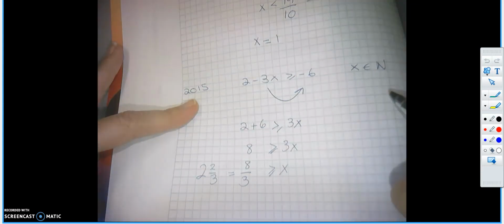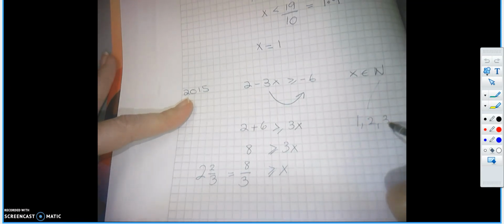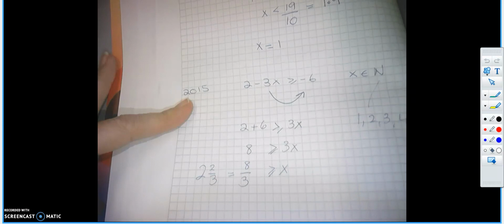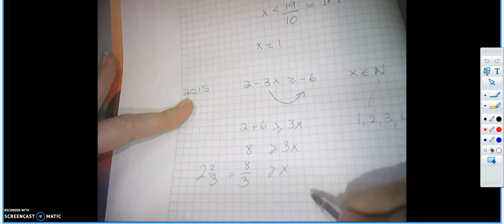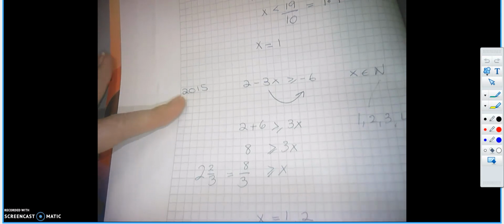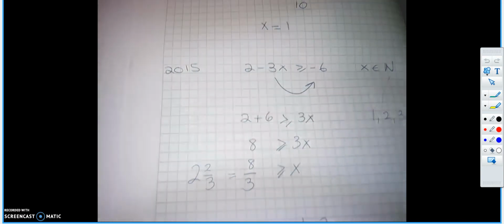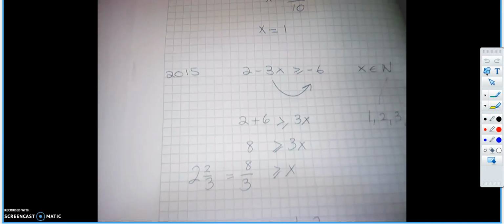You want an N, so N means 1, 2, 3, 4, 5, and so on, and you want x to be smaller than or equal to 2 and 2/3, so that means your x can either be a 1 or a 2. I hope that helped, but for inequalities, the way you solve them is keep the x positive.